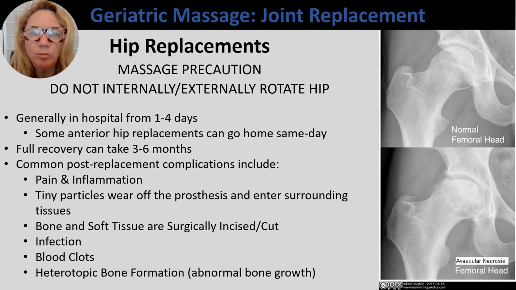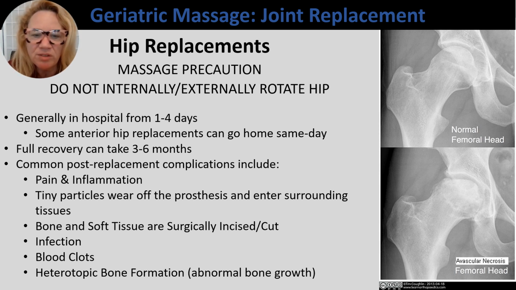Now, there are some massage and bodywork precautions for hip replacements. First, do not internally or externally rotate the hip on the massage table for, I would say, 3 to 6 months after hip replacement. And these do not matter whether it's anterior or posterior hip replacements. If you're working on somebody immediately after hip replacement surgery, do not internally or externally rotate that hip. You risk dislocation if the client's not relaxed and moving their leg with you.